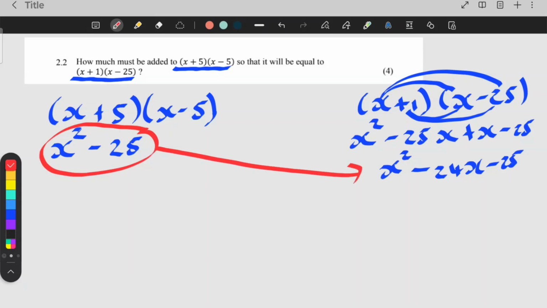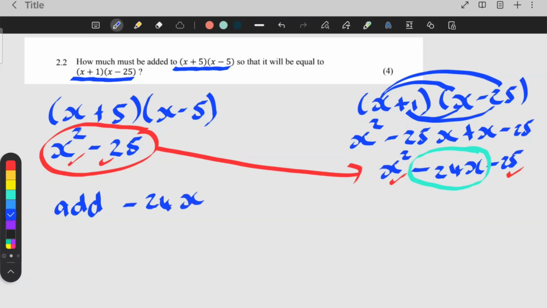So now the question is, how do I get this to look like that? So x squared is there, tick, tick. There's an x squared, there's an x squared. There's a minus 25, there's a minus 25. So the only thing that's missing is this over here. So that's our answer. We must add negative 24x. So if you add negative 24x here, the answer is negative 24x minus 25.